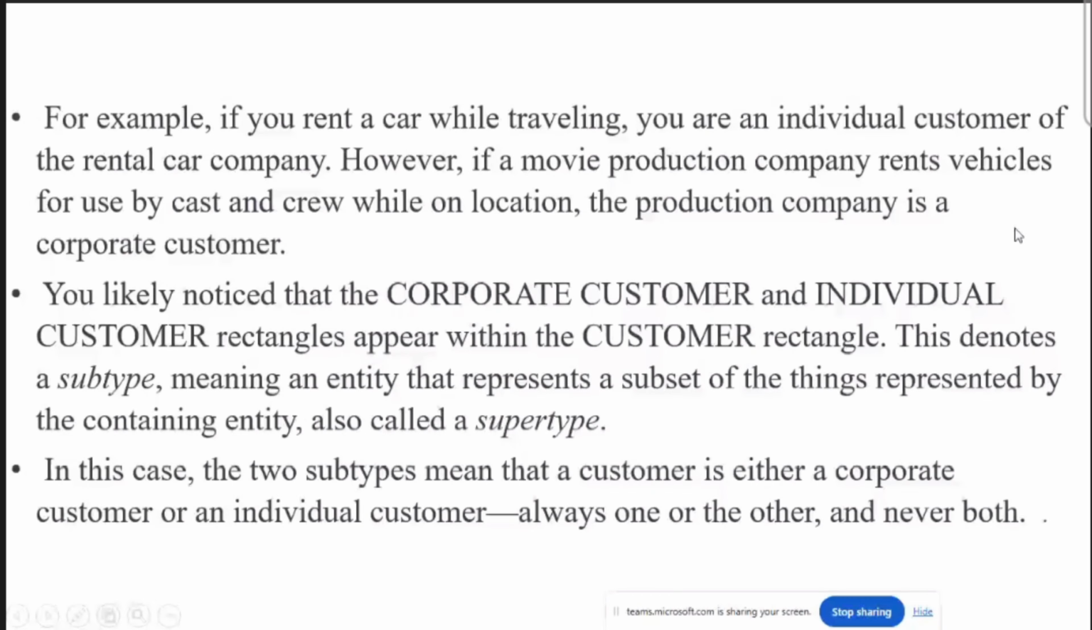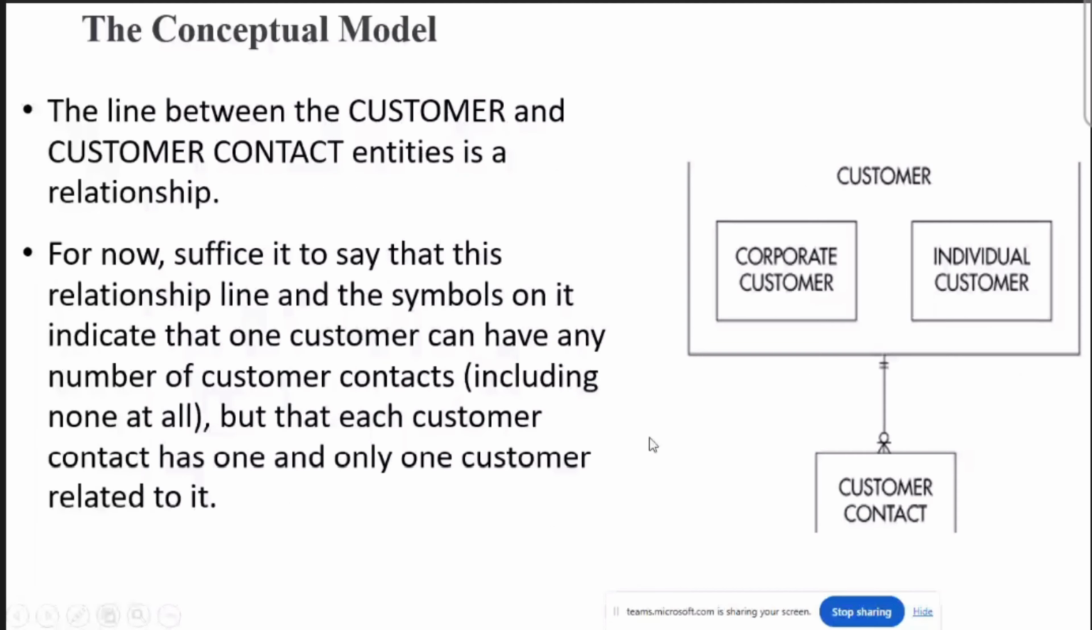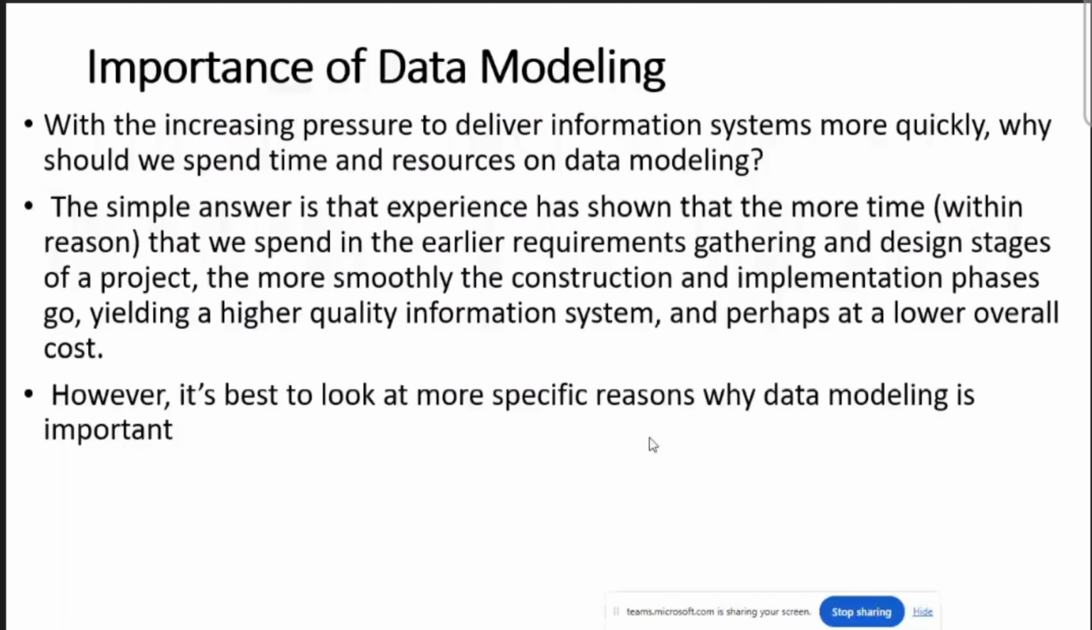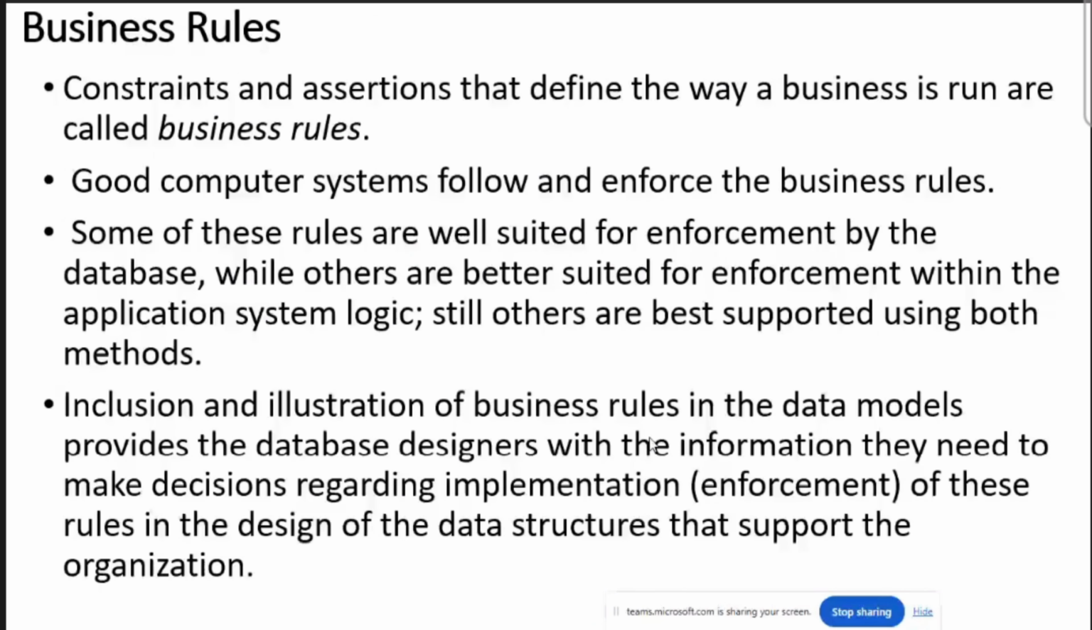So you need information modeling. And to do that, you look out for another element. We have seen two elements already. Even though we'll come back to it, we have seen entities, we have seen relationships. The next thing is business rules. And business rules are in two forms. They are constraints and assertions that define the way a business is run.